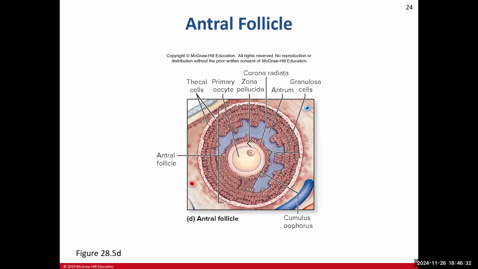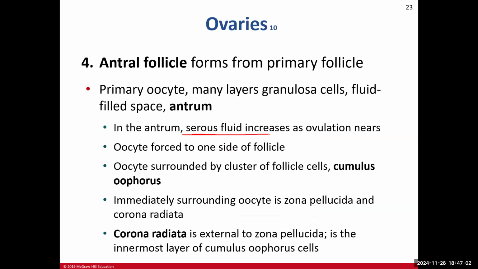But the corona radiata, which I'll show you here. These cells here, these granulosa cells, they kind of have like these little spikes coming off, and that's what reminds me of the sun, because you'll have sun rays coming off at different angles there. But point being, this whole structure here is called the cumulus oophorus, and then the corona radiata is this outer layer of those granulosa cells there. All right, questions about that?